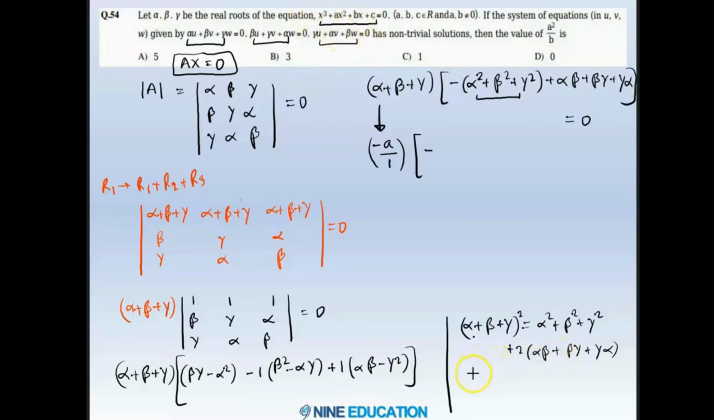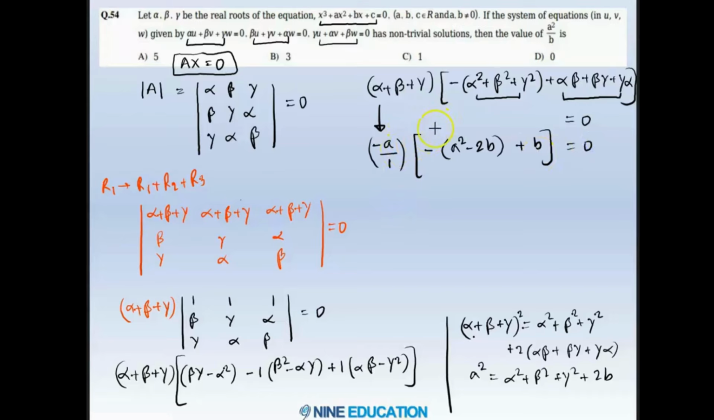So I can say a square is equal to alpha square plus beta square plus gamma square plus 2b. So whatever is required, that is basically a square minus 2b. And then, as I just told you, alpha beta plus beta gamma plus gamma alpha is nothing but b. So this thing must be equal to 0.